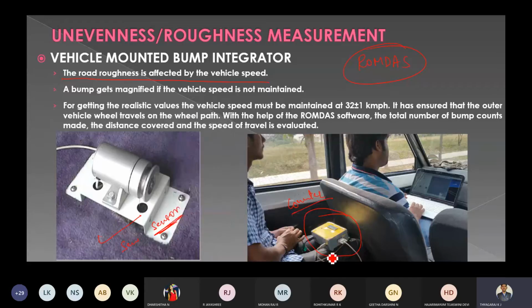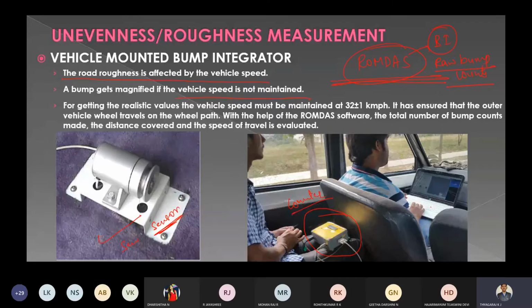This is the counter where you are going to record the reading, and it is connected to the laptop, and in the laptop a software called Ramdas is there. So this software records all the readings, and in this you are going to count BI, that is the raw bump counts. From the raw bump counts we can easily calculate the IRI.